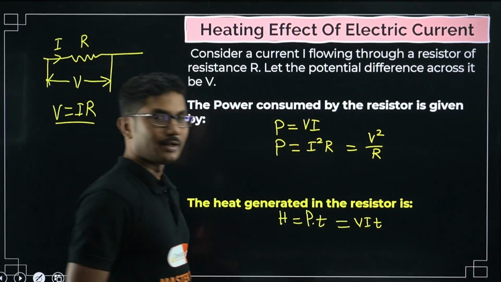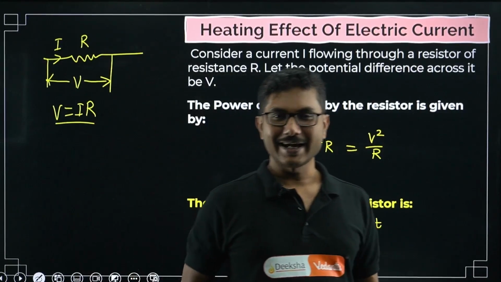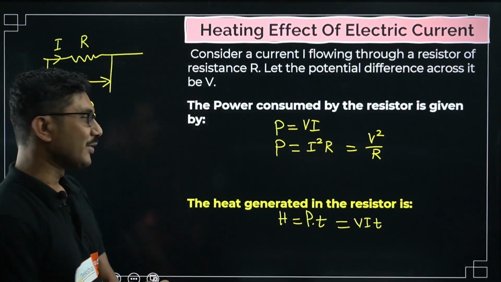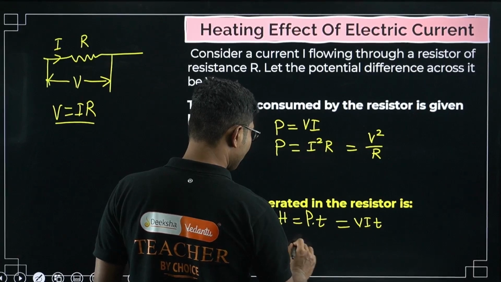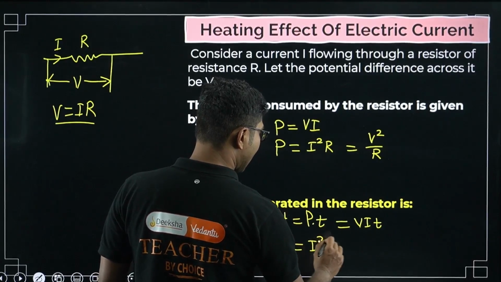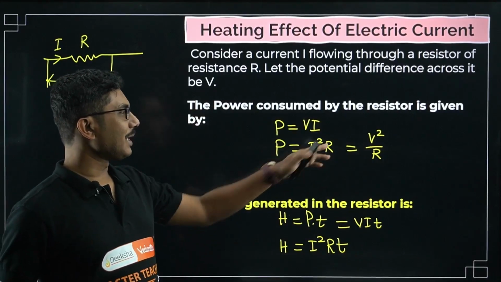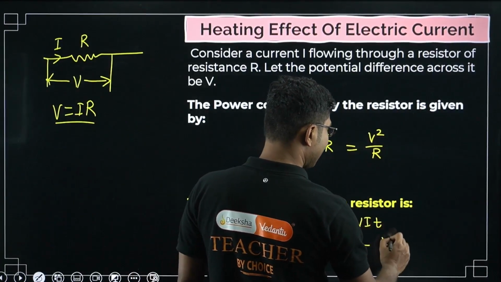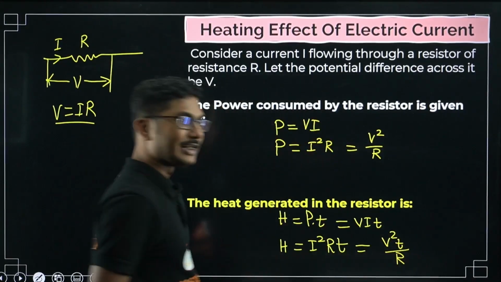Heat is VIT, like a vitamin. Heat is a kind of vitamin D, right? If you stand in the sun for some time, it will produce vitamin D. So that's how you can remember. Heat is basically VIT. Also, the most commonly used formula is I square RT. Just multiply T in this equation, or multiply T in this equation, V square T by R. All are equations for heat energy.